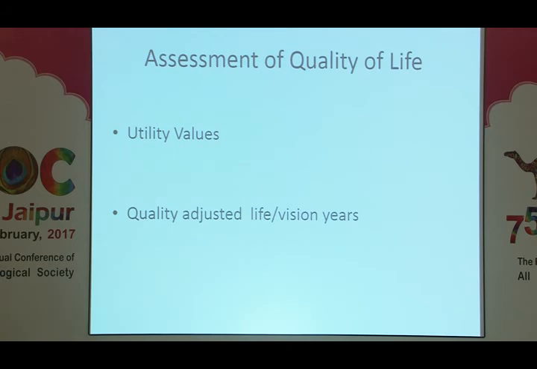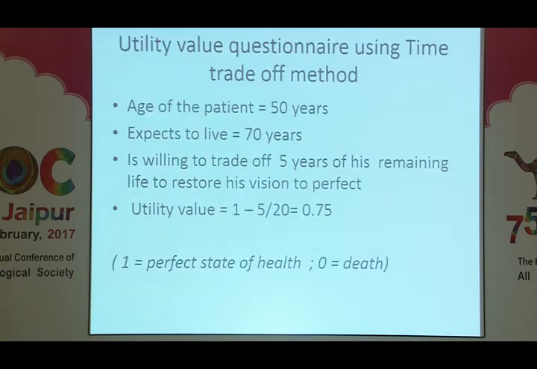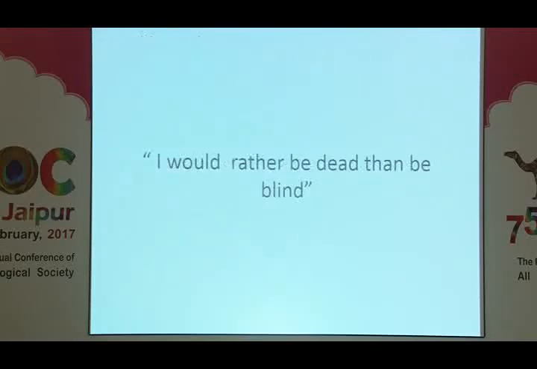So what we ask them is, of the remaining years of your life, how many years are you willing to give up to get perfect vision? And there were different answers, and you would be surprised that you could grade this from 0 to 1. 0 would be like death or blindness, and 1 would be perfect vision or a perfect state of health. And it would be surprising that a lot of our patients with advanced glaucoma said, I would rather be dead than be blind.